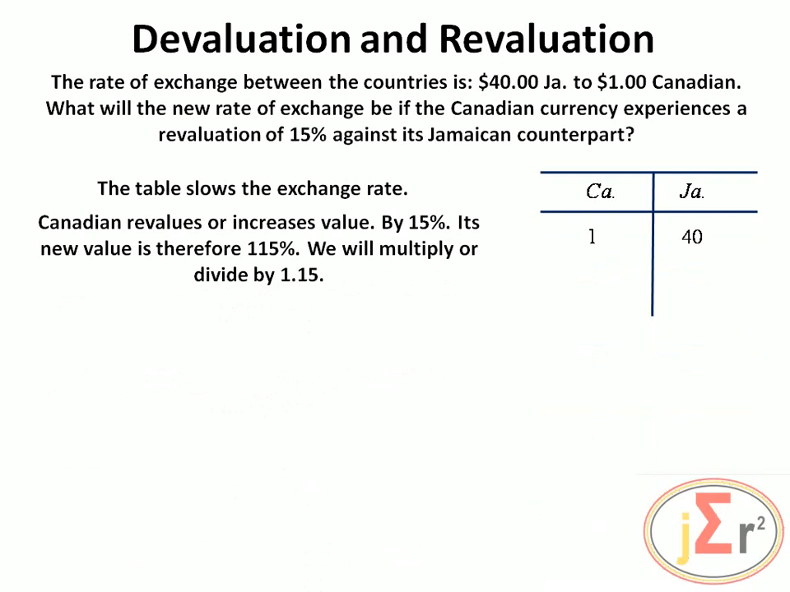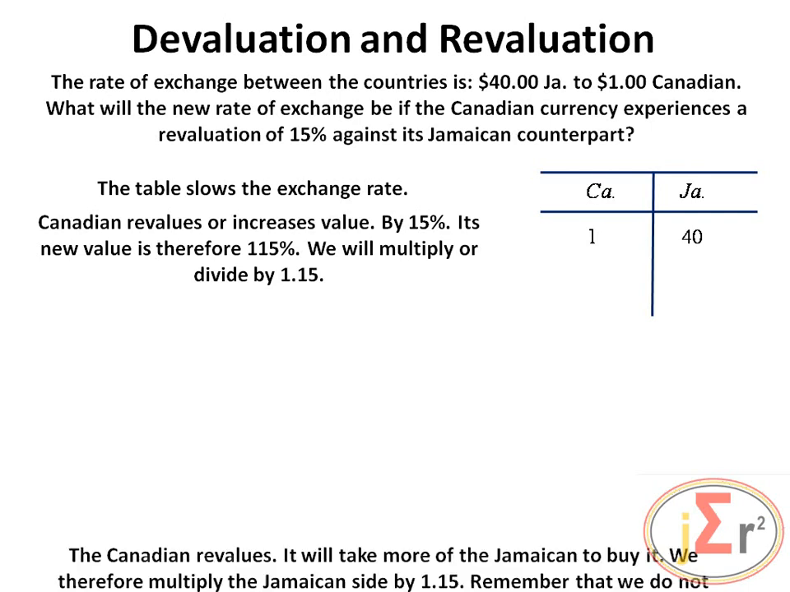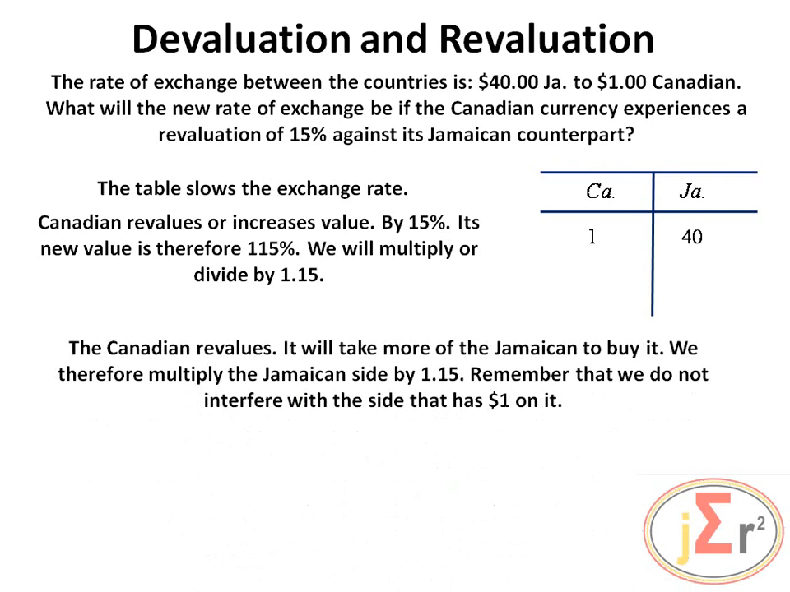Canadian revalues, or increases value, by 15%. Its new value is therefore 115%. We will multiply by 1.15. The Canadian revalues. It will take more of the Jamaican to buy it. We therefore multiply the Jamaican side by 1.15. Remember that we do not interfere with the side that has $1 on it. Right. So it is the Canadian dollar that is increasing in value. If the Canadian dollar is increasing in value, it will take more of the Jamaican to purchase that, and that is what is reflected there.